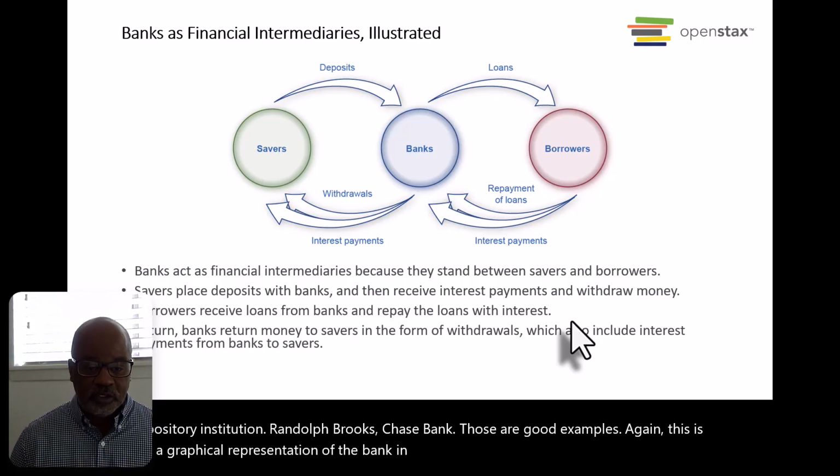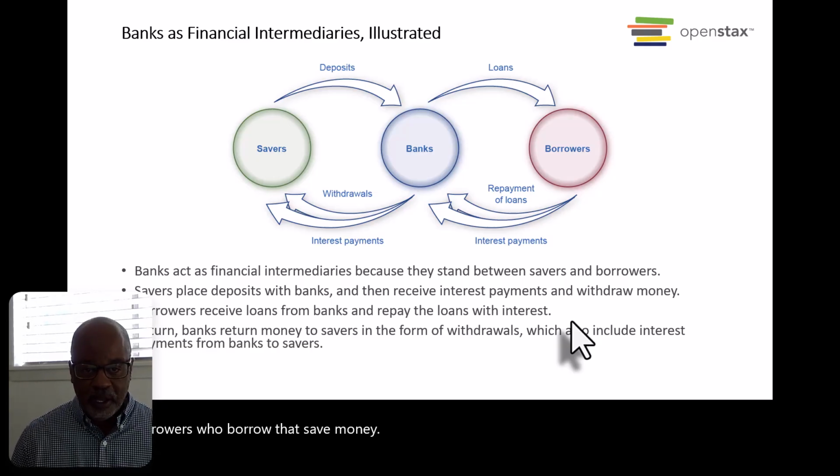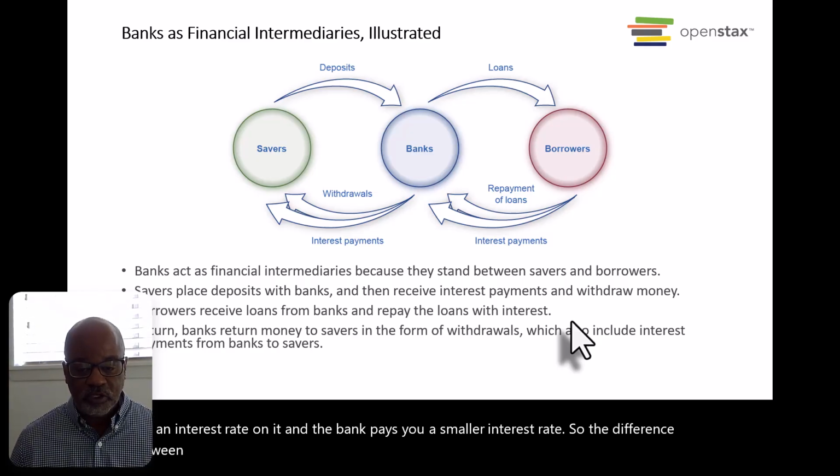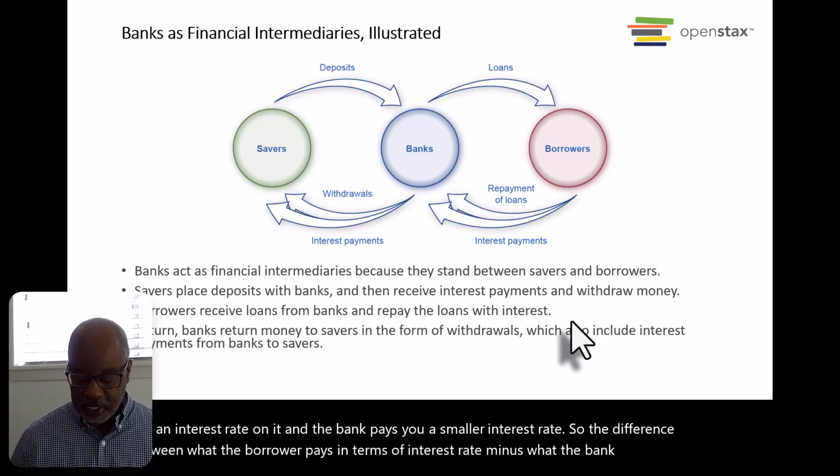You've got savers who save money, borrowers who borrow that saved money and pay an interest rate on it, and the bank pays you a smaller interest rate. So the difference between what the borrower pays in terms of interest rate minus what the bank pays you is how the bank makes money.